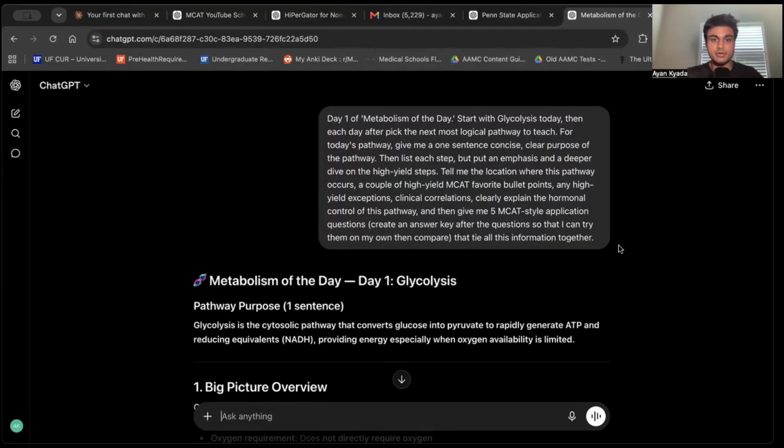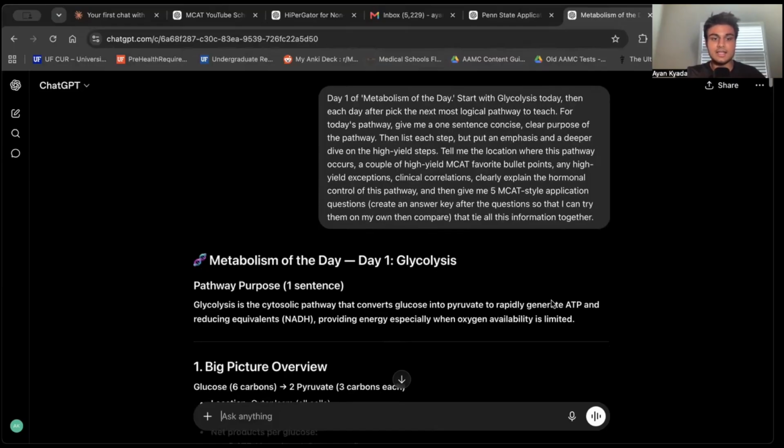But I like this style of learning for many, many reasons. The first one being that it distills the overall purpose into one sentence. So it says here glycolysis is the pathway that converts glucose into pyruvate to generate ATP and NADH. So now instead of trying to piece together or memorize 10 individual steps, you're approaching glycolysis as one concerted mechanism.